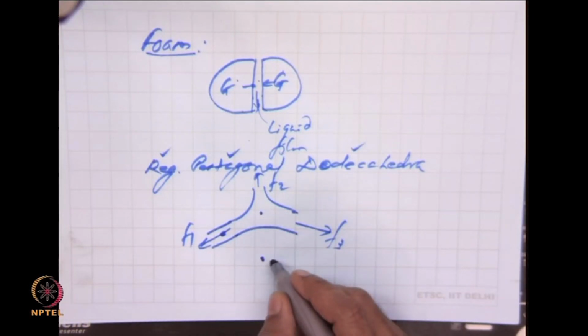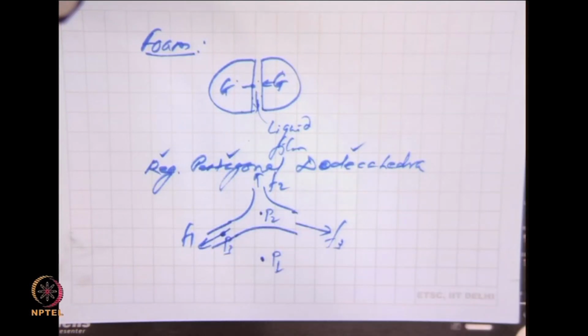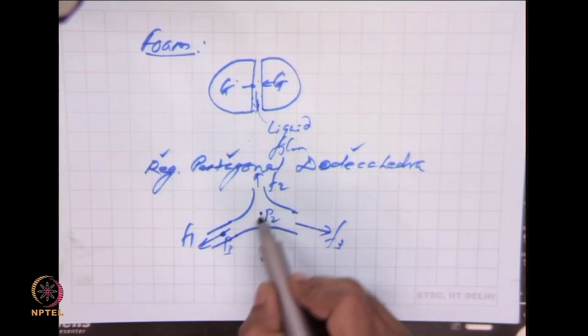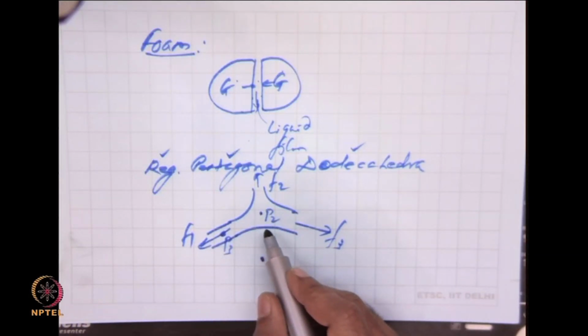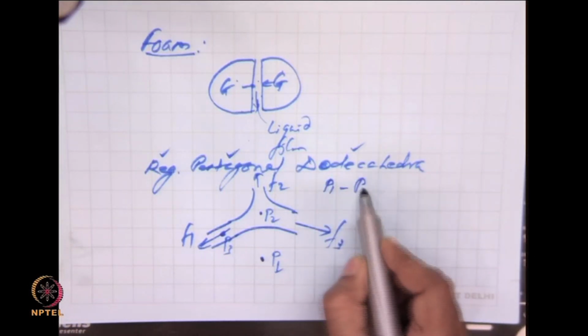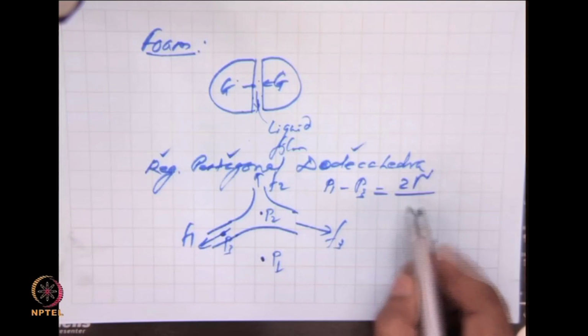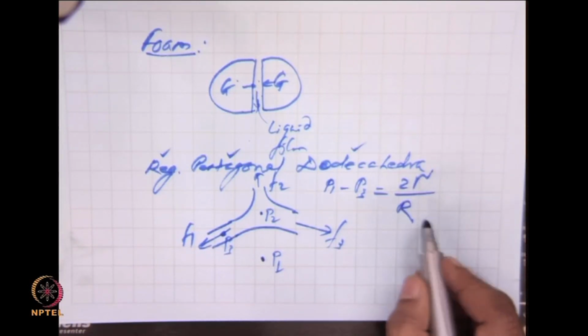Think of this. Supposing you call this P1, this as P2 and this as P3. We want to know how these pressures are relative to each other, such that that analysis can tell us how liquid will flow within the Plateau border. Now you can think of, let us say, first comparing P1 and P3. P1 minus P3 will be given by the Laplace equation as 2 gamma by R between 1 and 3.